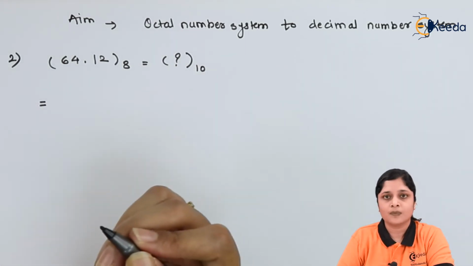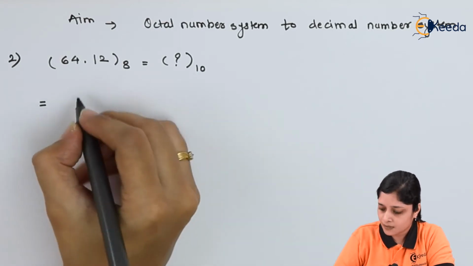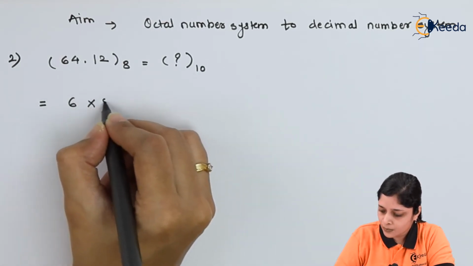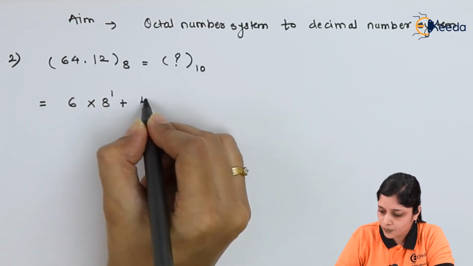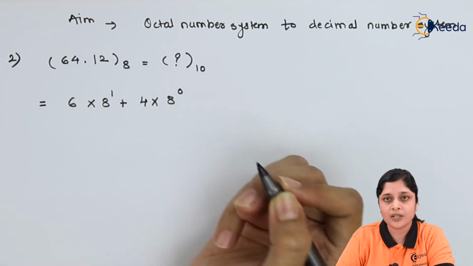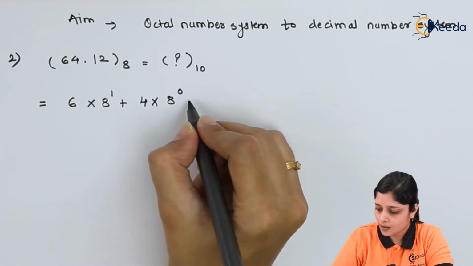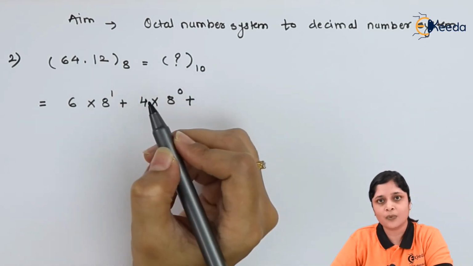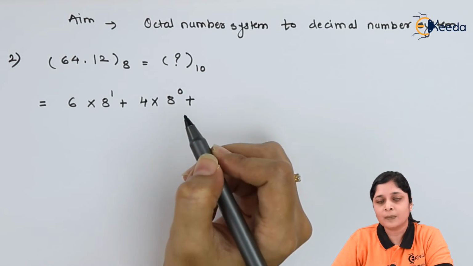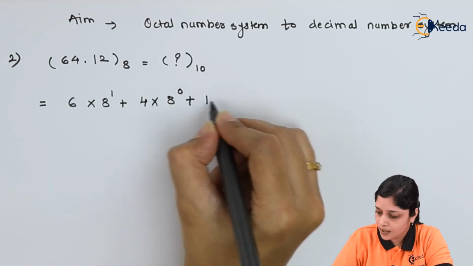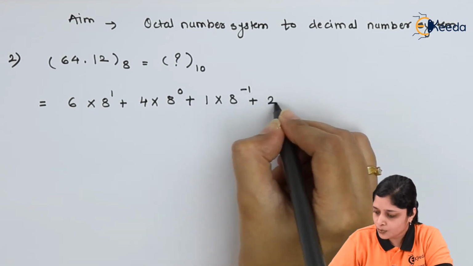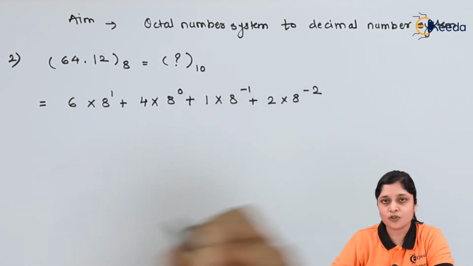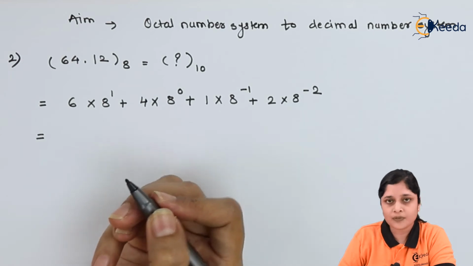So, how you will write? 6 into 8 raised to the power 1 plus 4 into 8 raised to the power 0 plus after decimal point your power will be in minus. So 1 into 8 raised to power minus 1 plus 2 into 8 raised to the power minus 2. You have to simplify this.